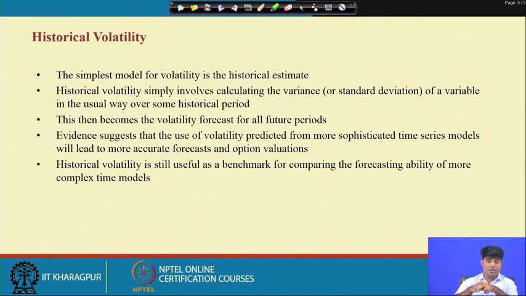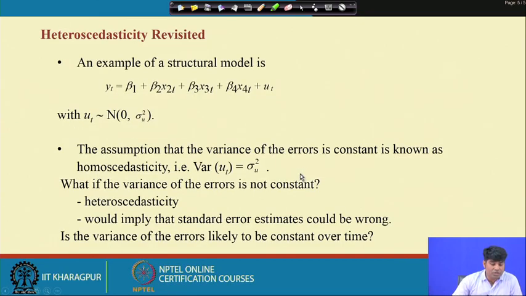Evidence suggests that the use of volatility predicted from more sophisticated time series models will lead to more accurate forecasts and option valuations. That is in financial markets. Historical volatility is still useful as a benchmark for comparing the forecastability of more complex models. Okay, so that is the issue about historical volatility.